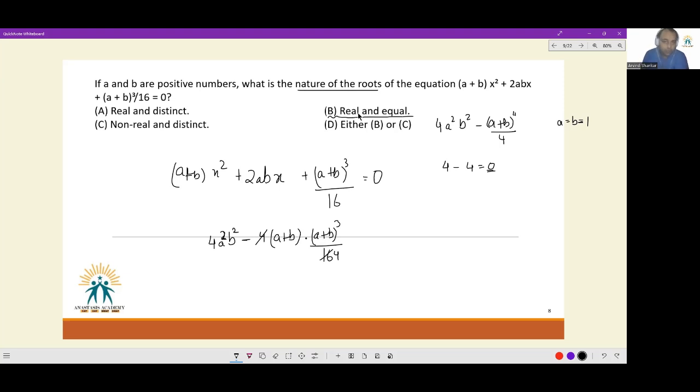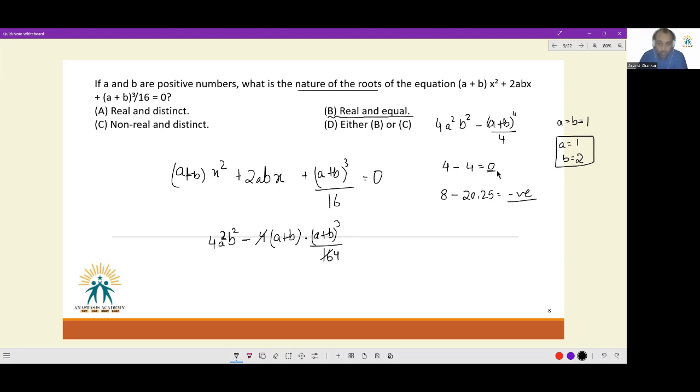This case possibly comes out. But then I cannot mark B right away because there is an option that also includes B. So let me check some other case where A is equal to 1 and B is equal to 2. Then what am I getting? A equal to 1, B equal to 2 gets me 8 minus 1 plus 2 raised to the power 4. So 81 divided by 4 minus 20.25, which gets me a negative value.